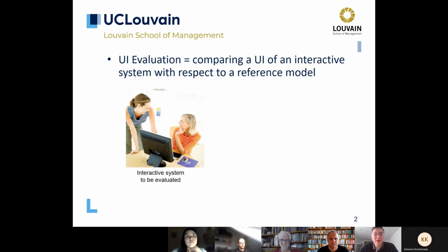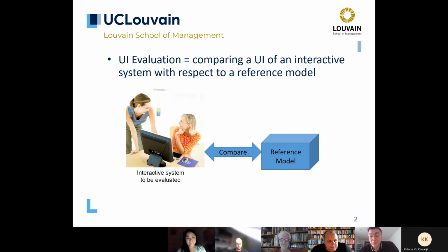First, I'd like to start with a few things about how I understand user interface evaluation, but maybe you can have, of course, another view on that. In general terms, user interface evaluation consists of having a system on the left hand and comparing it to a reference model, which could be written in different ways, in order to say how and where it is good enough or not good enough. But evaluating is always with respect to something.